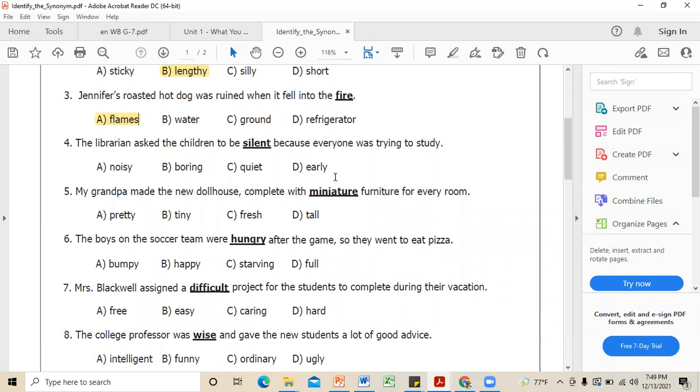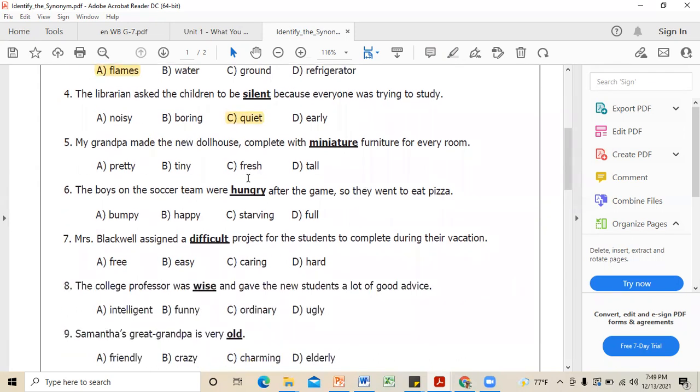The librarian asked the children to be silent because everyone was trying to study. The librarian asked the children to be quiet because everyone was trying to study. Yes, very good. So silent, quiet. So this is something also which we discussed earlier. Right, Sulaksha, can you try the fifth one?